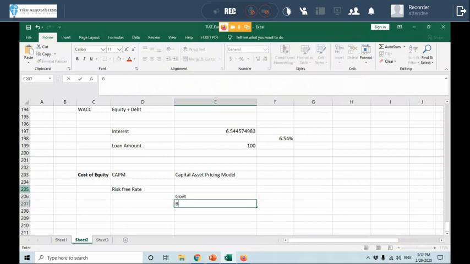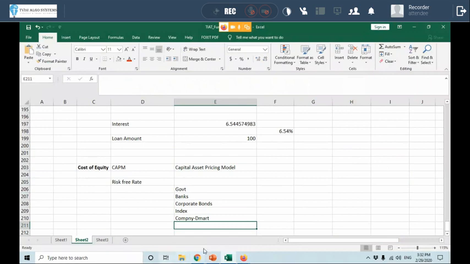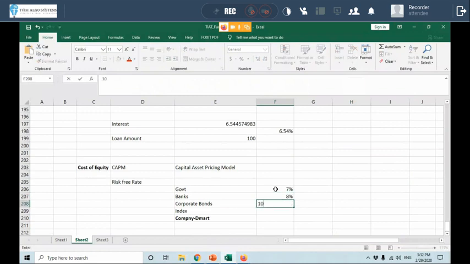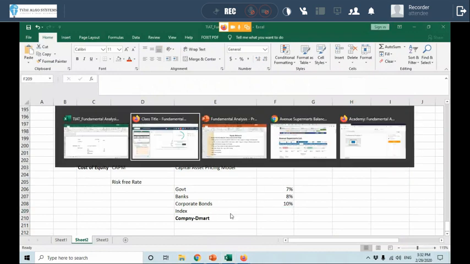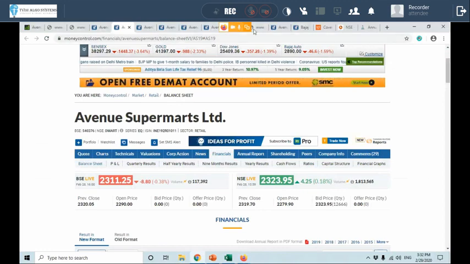Government, banks, corporate bonds, index fund, and then company DMART. Right now we are looking at DMART. So highest risk is in company DMART. Right? Government is paying you 7%, banks 8%, corporate bonds 10%, index. So what we will do, for index we will try to find out what is the index return for last 1 year.